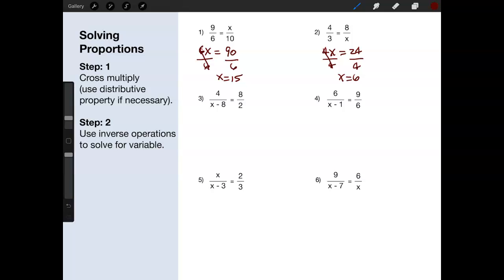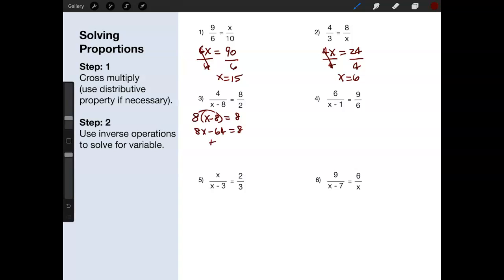We have 4 over x minus 8 equals 8 over 2. So we cross multiply. In this case, we need to use a distributive property. 8 times x minus 8 equals 4 times 2, which is 8. Now we distribute the 8. We have 8x minus 64 equals 8.